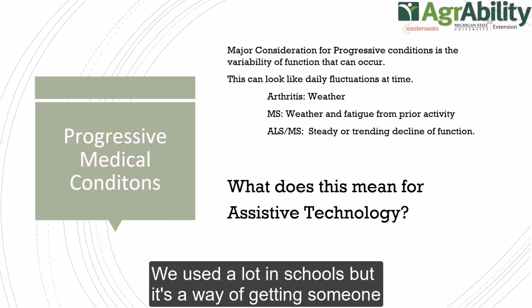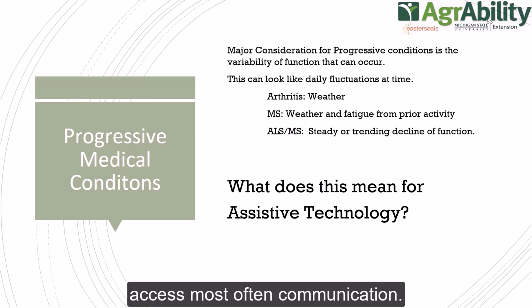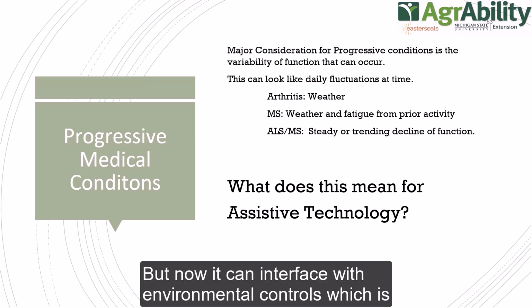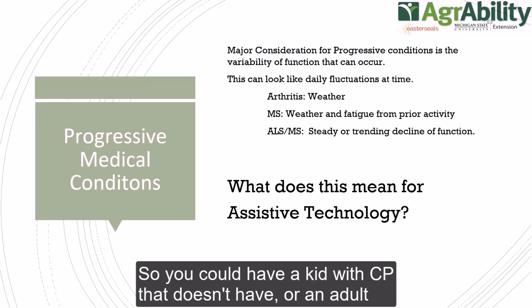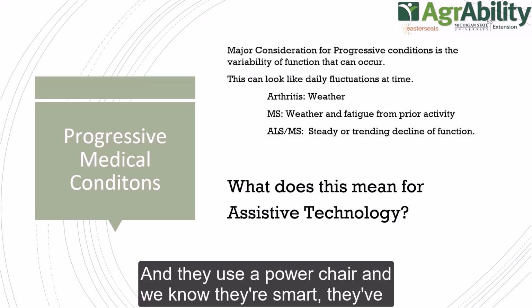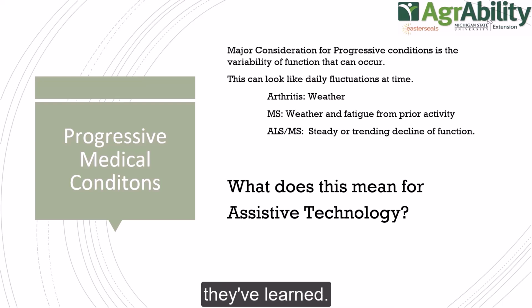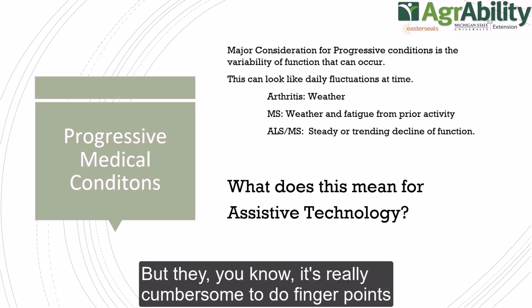But it's a way of getting someone who is nonverbal or has limited verbal skills to be able to access communication. And now it can interface with environmental controls, which is super cool. So you could have a kid with CP, or an adult for that matter, that doesn't have the ability to talk, and they use a power chair, and we know they're smart. They've proven it. They've shown they know their letters and their alphabet, and they've learned.